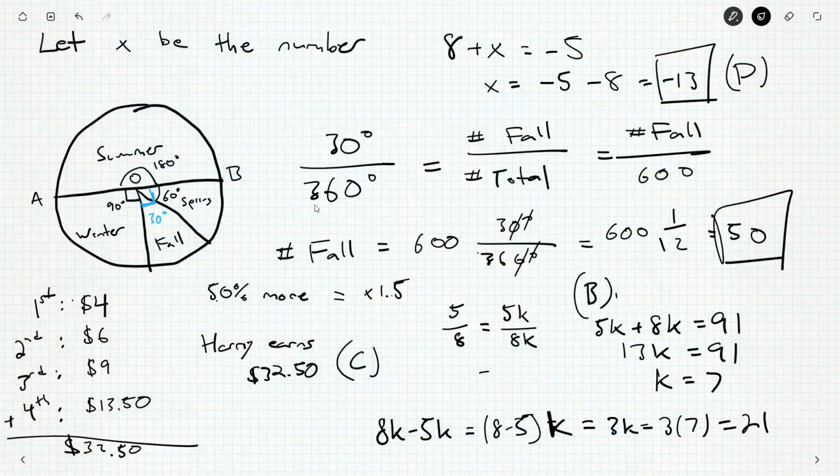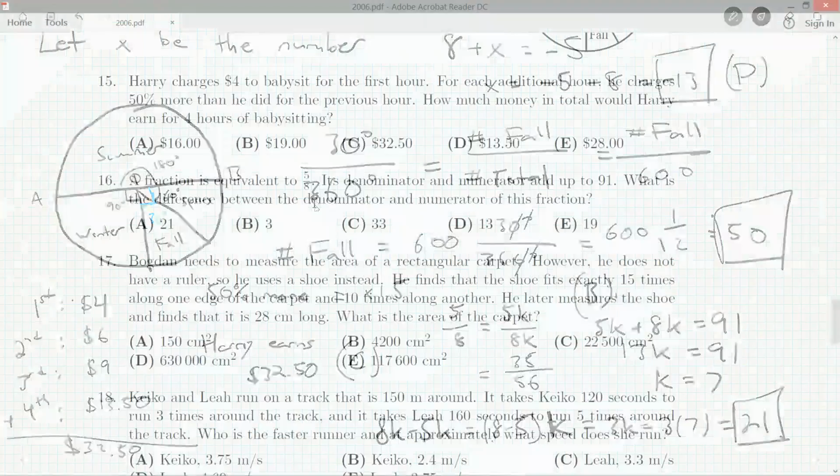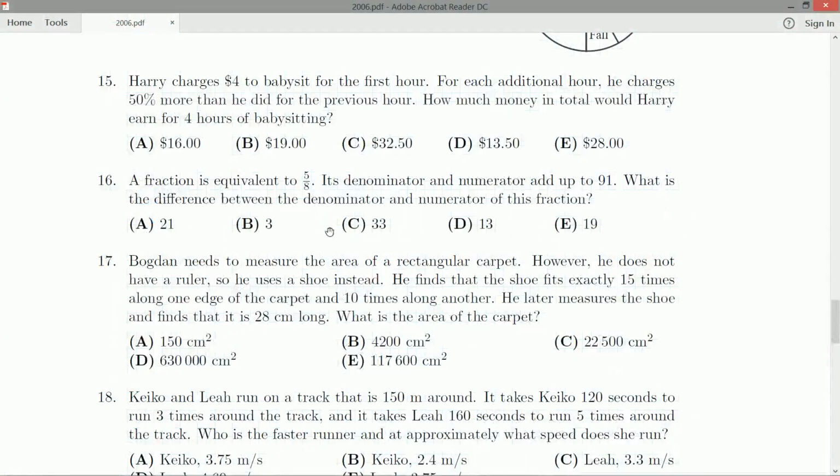And particularly, our fraction will be 5 times 7 on top, over 8 times 7 on the bottom. Okay? So if you actually wanted the fraction, there it is, but 21 is going to be our final answer, because that's all we really needed to know was the difference. And, oh, there it is. It's A. It's at the start.